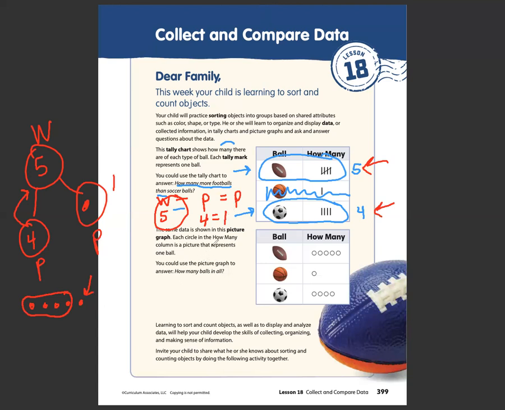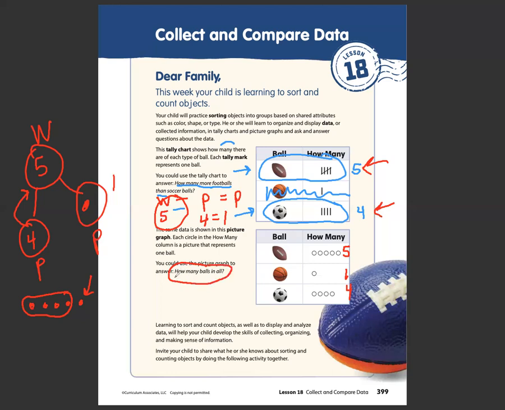Some data is shown in this picture graph. Over here, we have a picture graph. We have a football, a basketball, and a soccer ball. Each circle in the how many column is a picture that represents one ball. So here we have a football. It shows that it has 1, 2, 3, 4, 5. For basketballs, we have 1, and soccer balls, we have 4. Looking at graphs is really important, and it's really important to be able to know how to read them.